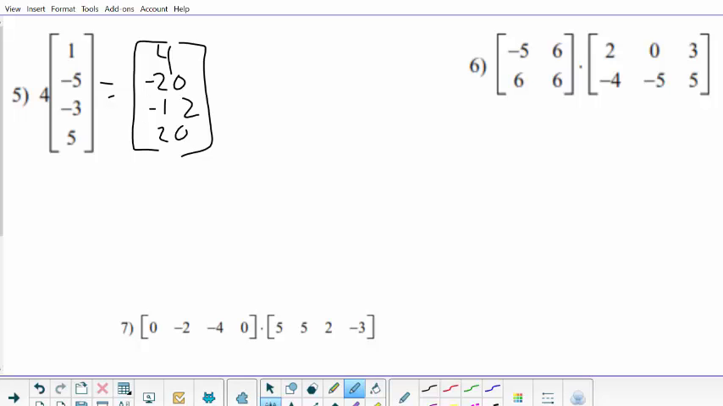So remember, we need to check the dimensions. The inner dimensions should match up when we write them down. So this is a 2 by 2 matrix, and the second matrix is a 2 by 3. Since these two numbers match up, we can multiply it, and our answer is going to be a 2 by 3. Remember, the only thing you need to be able to do here is use the calculator or Desmos to do this. You do not need to multiply them by hand.